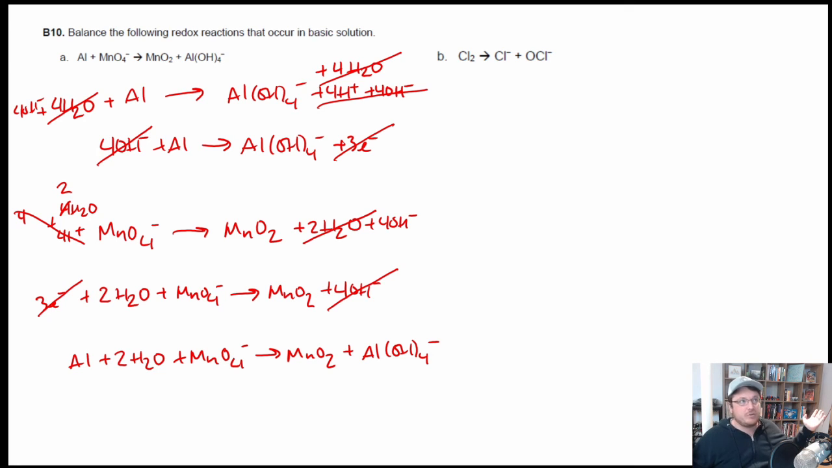And so that's how you approach it. First things first, you go through the whole procedure that you would do for an acidic redox reaction, and then once you have that, you simply neutralize that H plus by throwing an OH minus on both sides, balance out the charges, and combine everything. And then you get the result right here. So that's how you approach B.